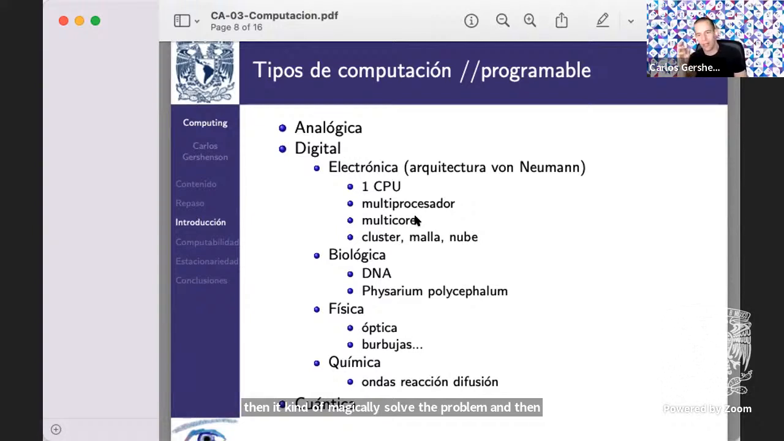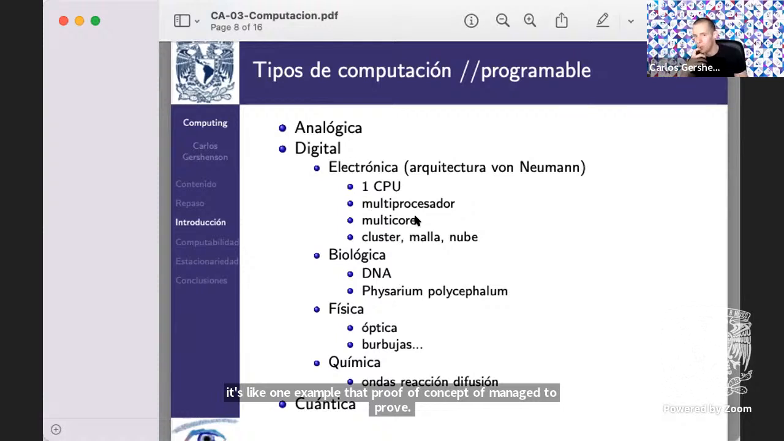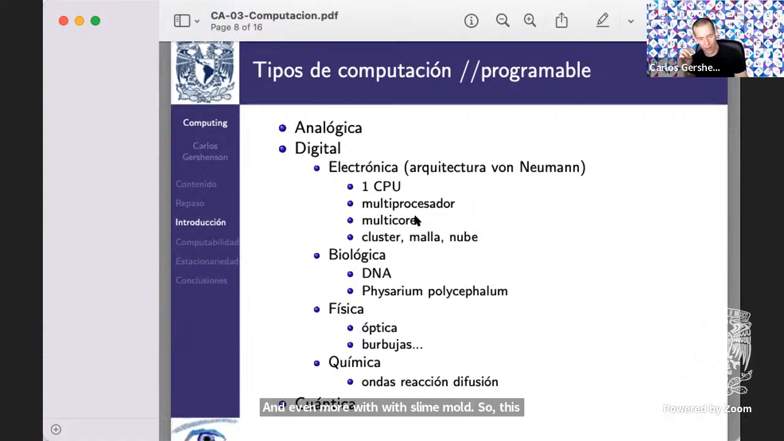So in a way, it can be faster than a traditional computer, but of course it's more like, oh yeah, we can do it with DNA. Of course you cannot program it easily and it's expensive, so it's like one example, a proof of concept we've managed to prove, and even more with slime mold. So these are unicellular organisms that, given environmental conditions, when they're too harsh, they aggregate in colonies. So they have been studied for their collective behavior, and also to try to understand the transition between unicellularity to multicellularity, because these organisms kind of go back and forth.